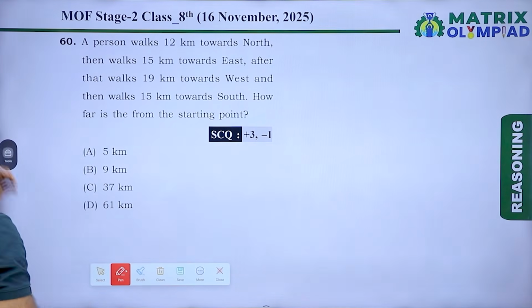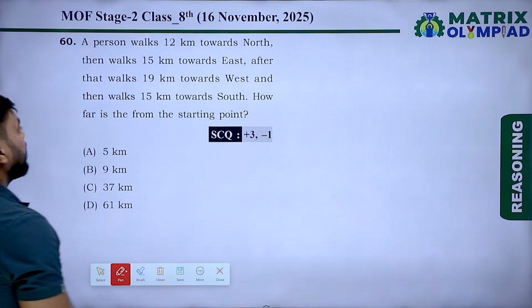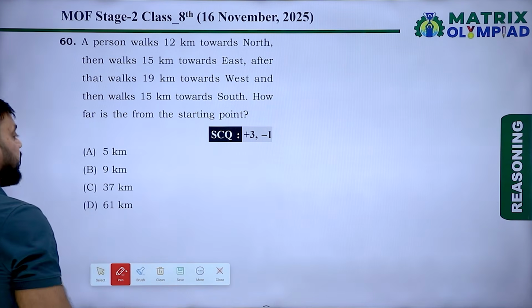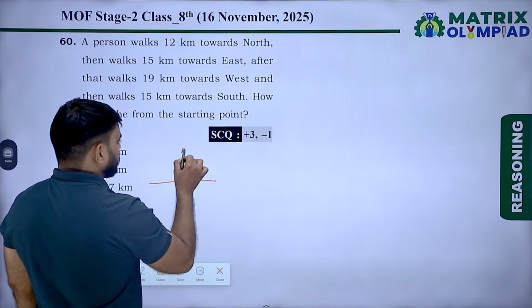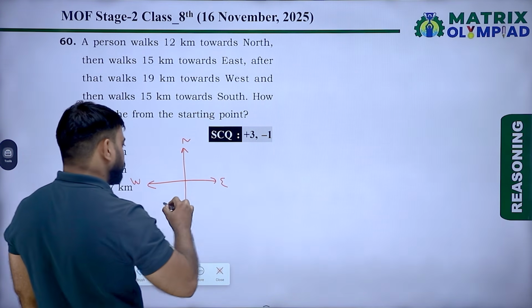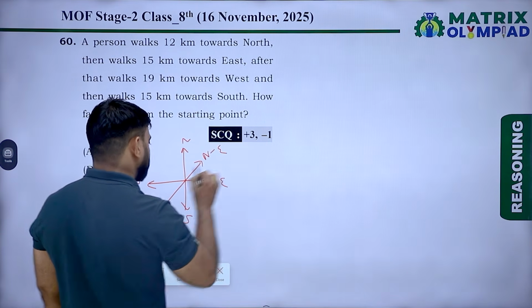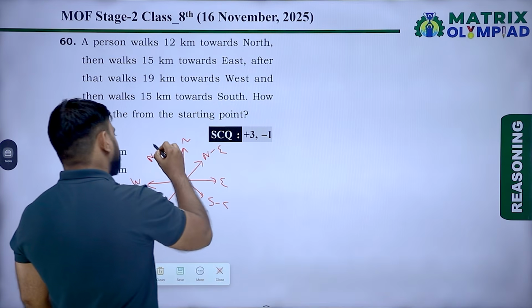So now the next question is question number 60. A person walks 12 km towards north, then walks 15 km towards east. After that walks 19 km towards west and then walks 15 km towards south. How far is he from the starting point? As we know, there are 4 main directions. This is north, this is east, this is south, and this is west. And there are 4 cardinal directions. This is northeast, this is southeast, this is southwest, and this is northwest.